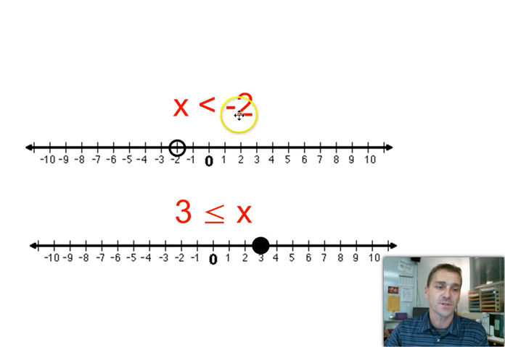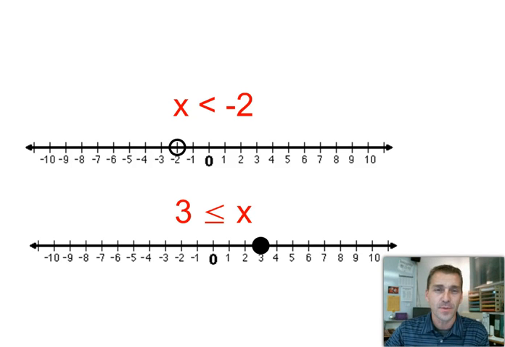So if we had, for example, x is less than -2, notice I already put the open circle on -2, because that open circle means it doesn't include -2. It's not equal to, it's just strictly less than. And then this one's already on the +3 because that's what this says. So, remember what we did next.